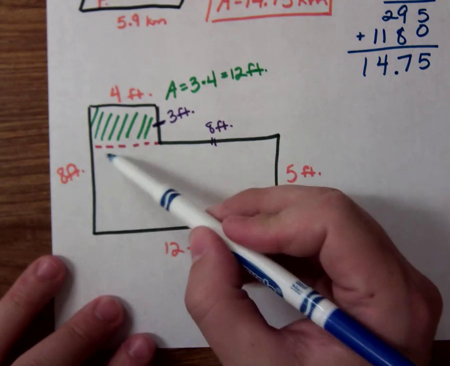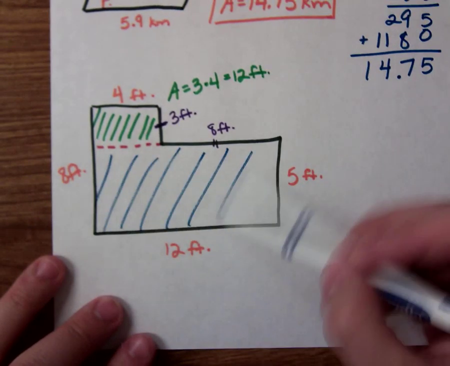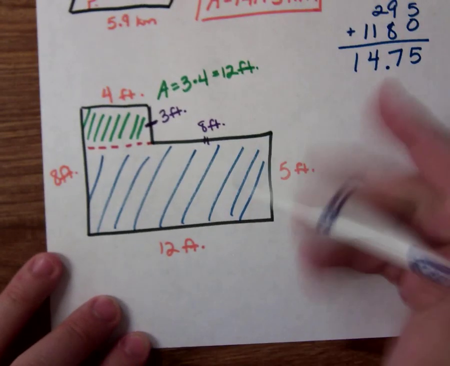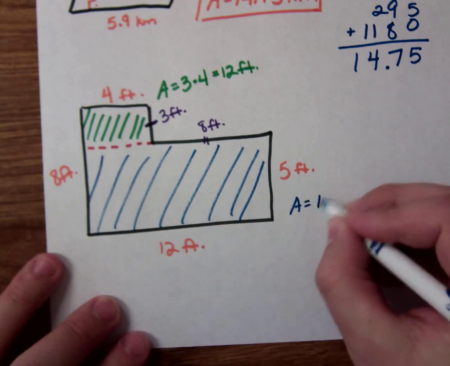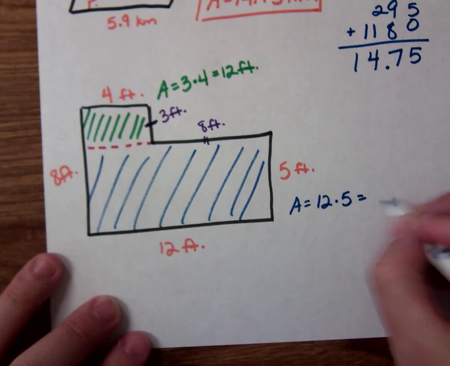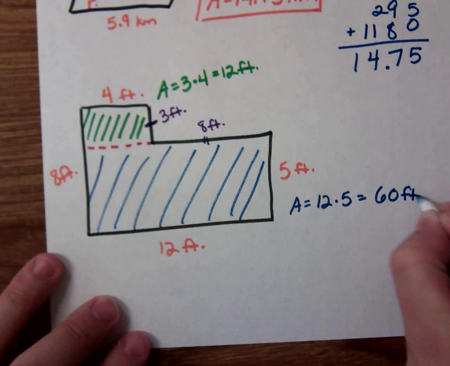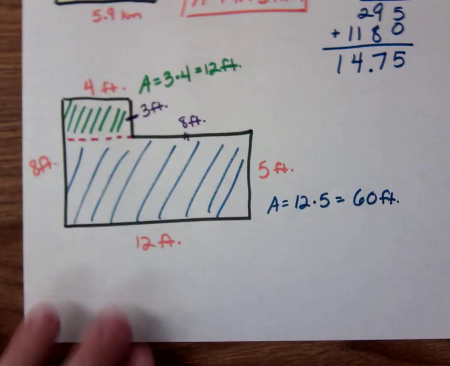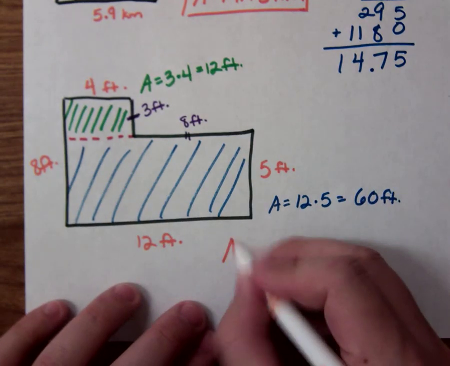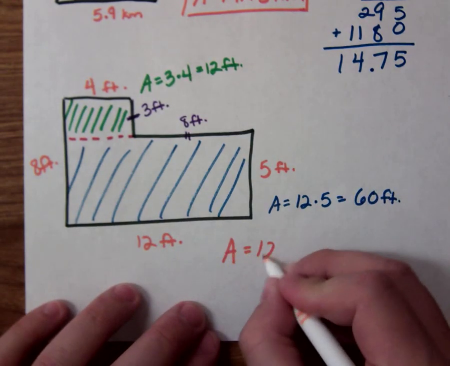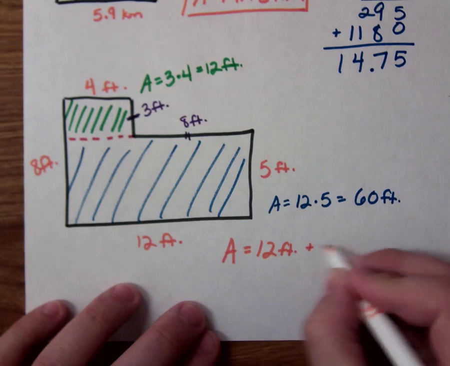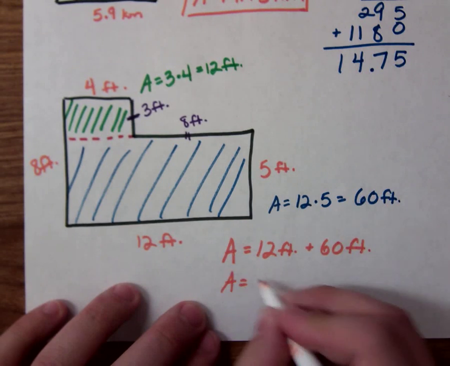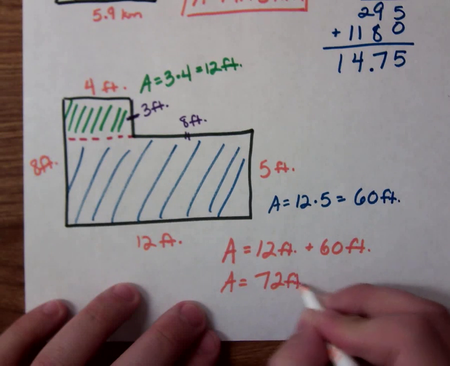Okay, now I got to do the area of the big rectangle, which would be 12 multiplied by 5. 12 multiplied by 5 is 60 feet. So I got the area of the little one and the area of the big one. Now what? I put them together. The area of the whole shape is 12 feet plus 60 feet, for a grand total of 72 feet. Outstanding. Good job.